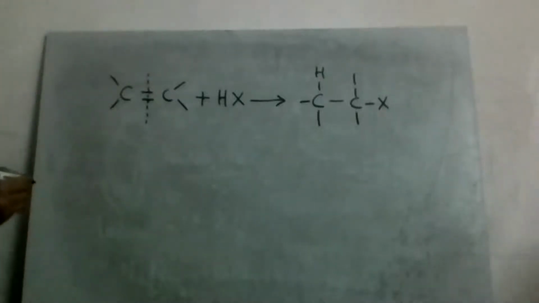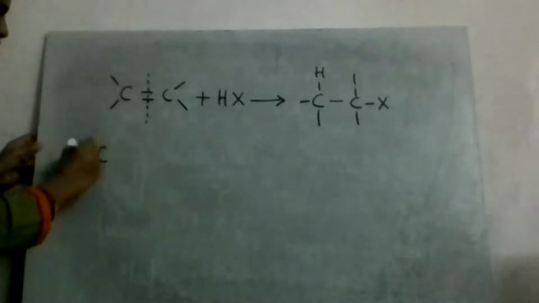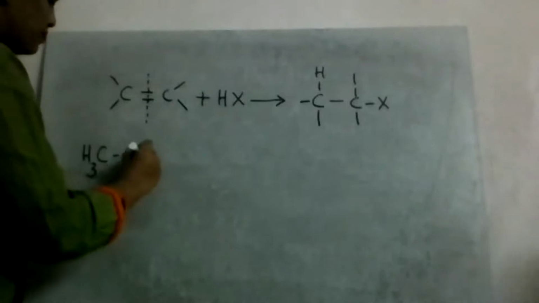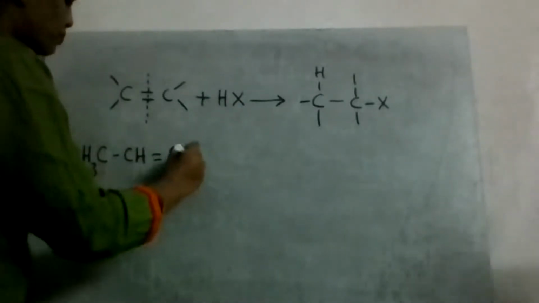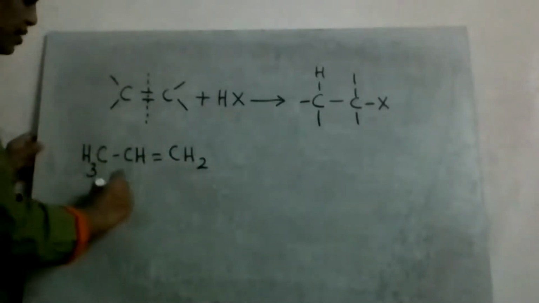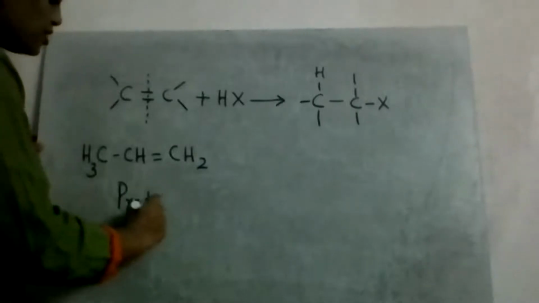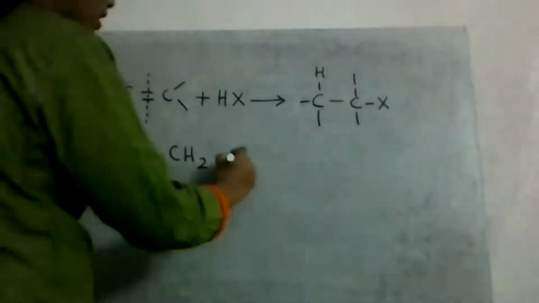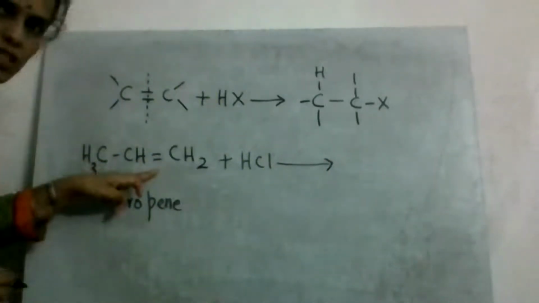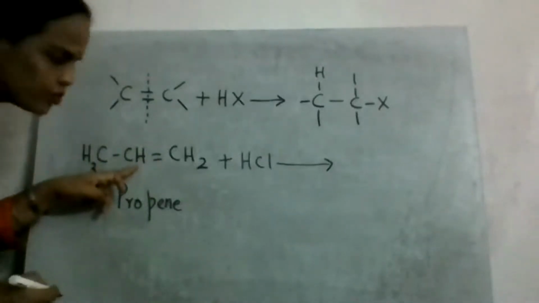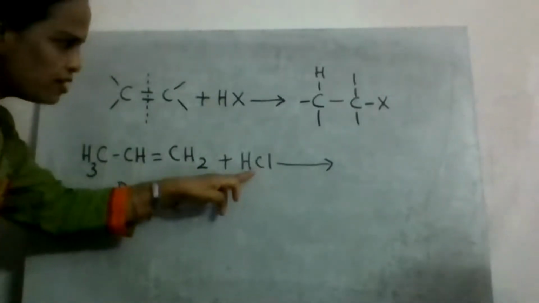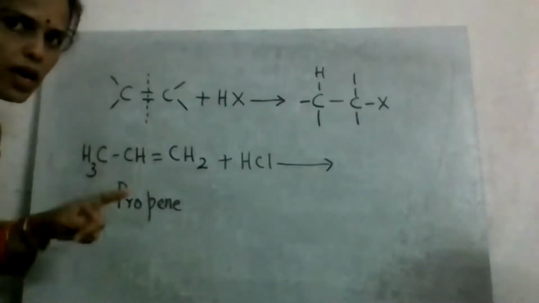If it is a case of an unsymmetrical alkene, propene, CH3, CH, double bond CH2. This is a case of an unsymmetrical alkene. It is propene. When this is treated with hydrogen chloride, HCl, it cannot be divided into two equal halves. So the negative part of the addendum will be added, the addendum is the adding part, in accordance with Markovnikov's rule.